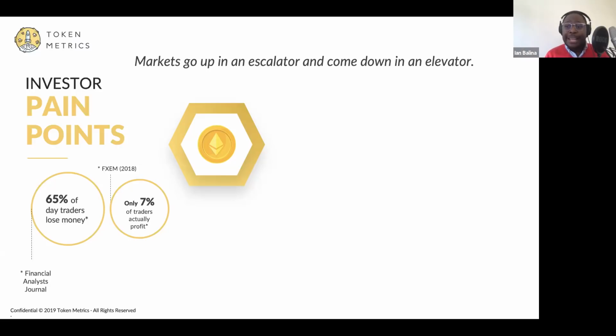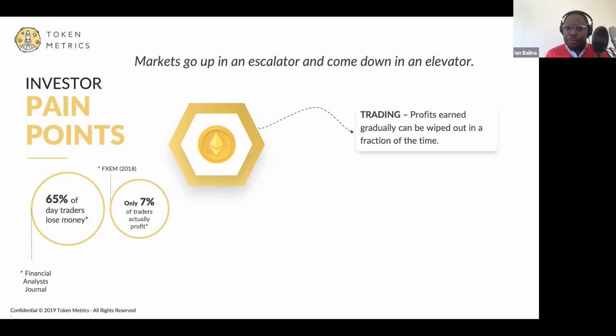Just look at Matic Network this week. Matic Network was gradually going up. Then in just one day, it lost over 50% of its value. And that's something the average investor cannot really deal with. Who has time to be glued to a computer screen trying to day trade a cryptocurrency? The volatility is ridiculous. So the pain point investors have is that profits can be wiped out very, very fast.